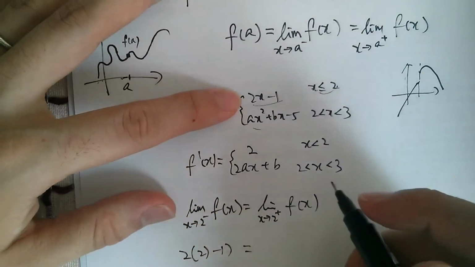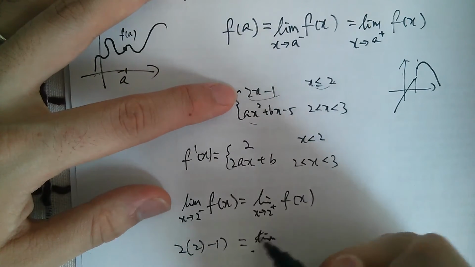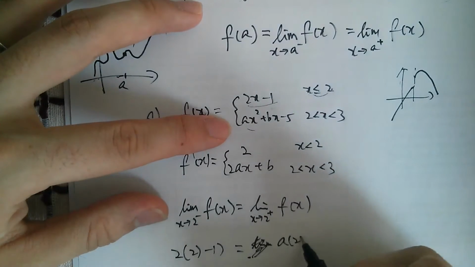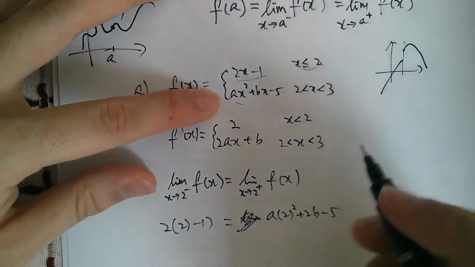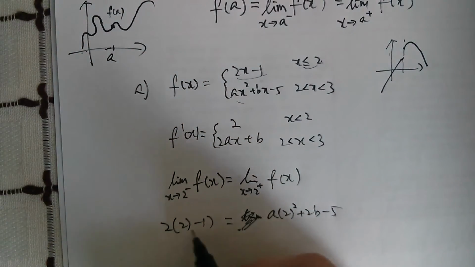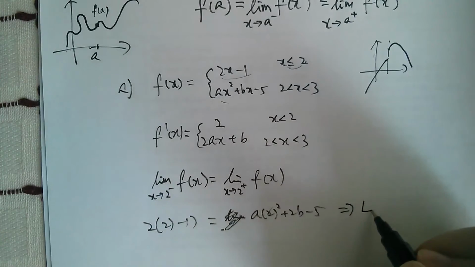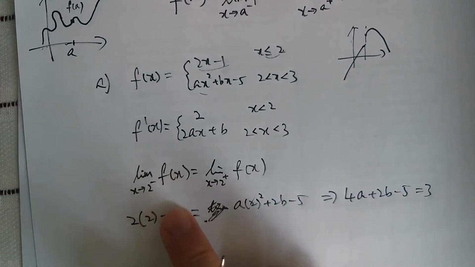That's usually how we calculate a limit, because you don't know the correct way anyway. For this one, we just plug 2 into here: a times 2 squared plus 2b minus 5. So what is this? This is 3. So this implies that 4a plus 2b minus 5 equals 3. That's for the original function.